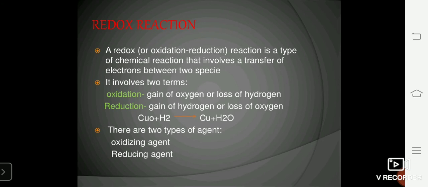Now here in the presentation, I've clearly written that a redox reaction is a type of chemical reaction which involves a transfer of electrons between two species. What are the two species? Those are cations and anions. Now let's look at an example. The example which is given in your presentation: copper oxide plus hydrogen gives you copper plus water.